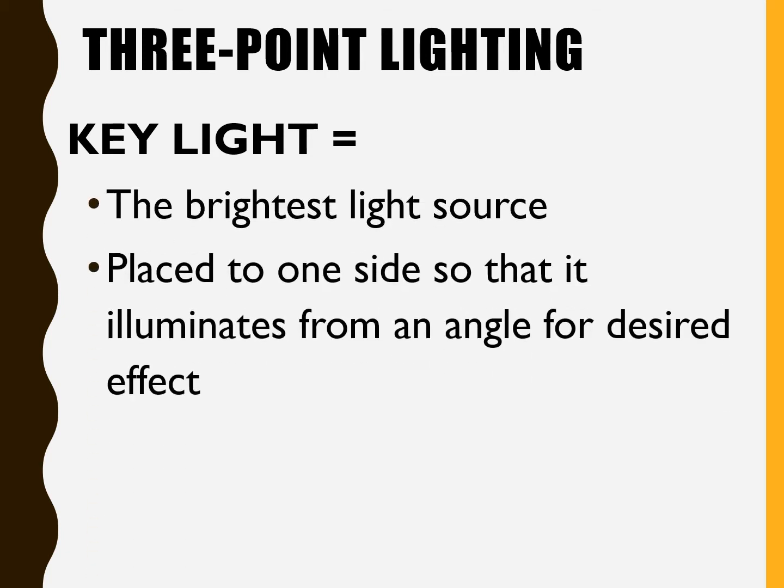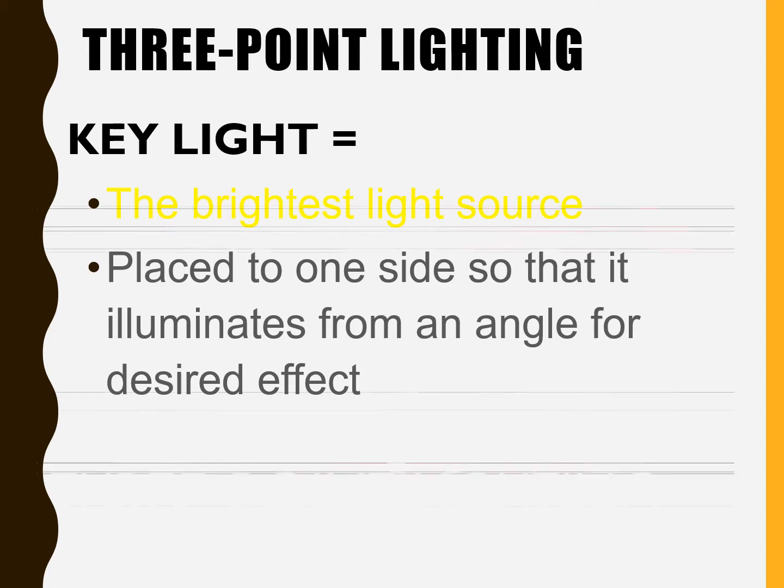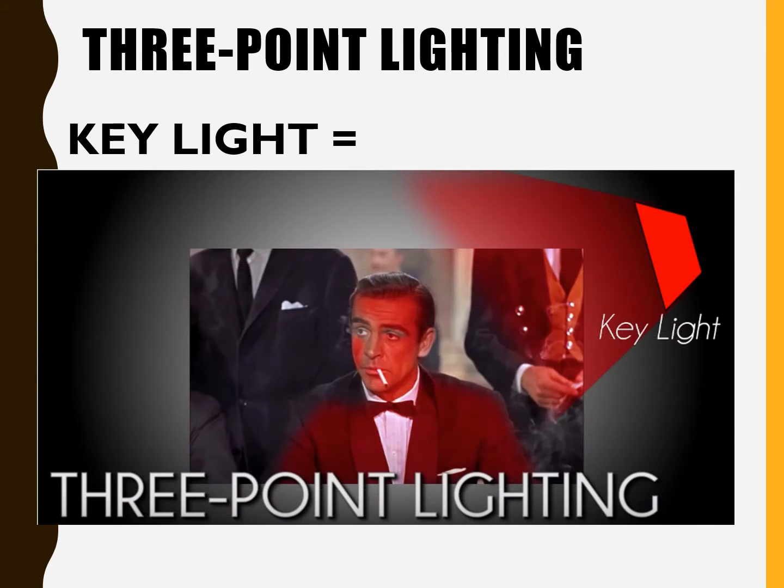It's placed to one side so that it illuminates from an angle for a desired effect. It's the brightest light source, placed to one side so it illuminates for the desired effect. So here we have, looking at Sean Connery, looking at James Bond, the key light is to our right and his left. And it's the brightest light in the scene, and it's lighting him for the shot.